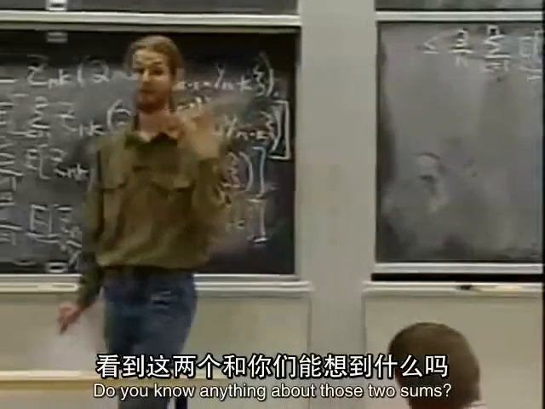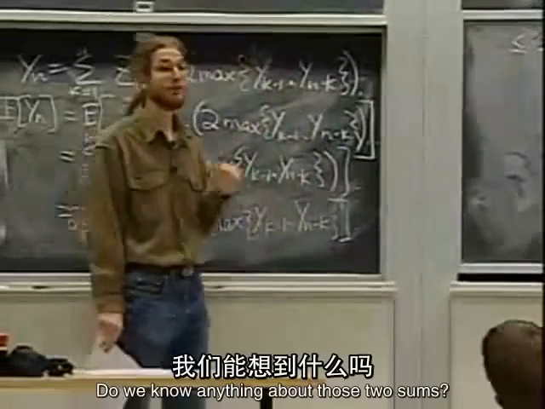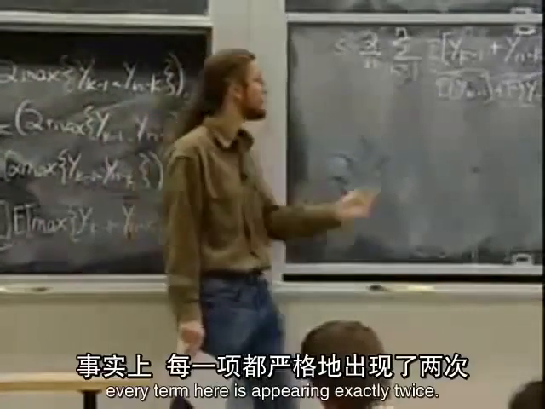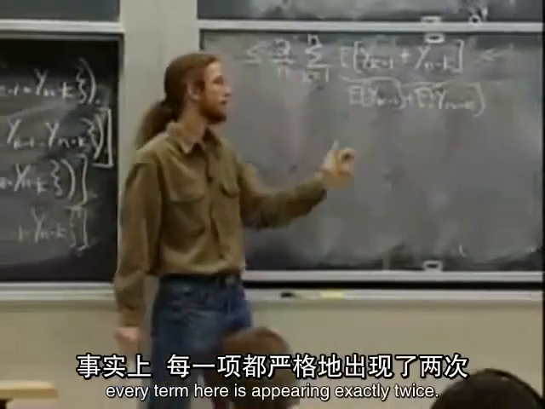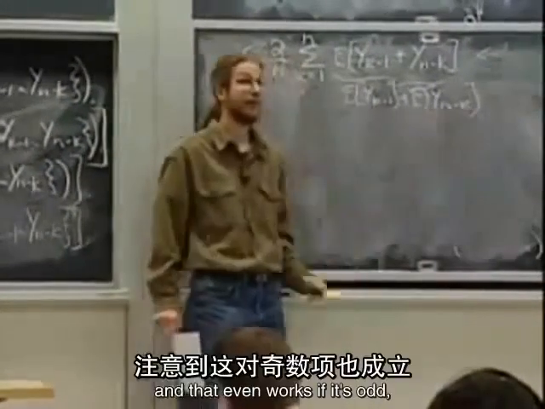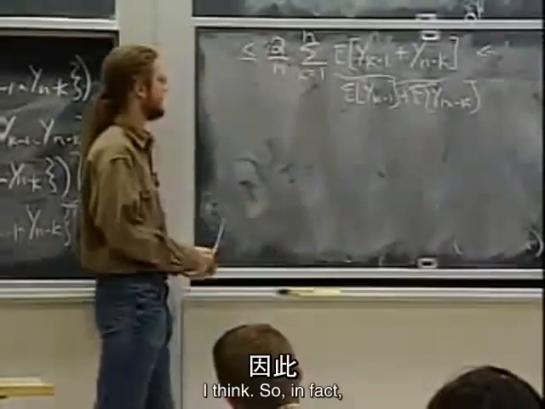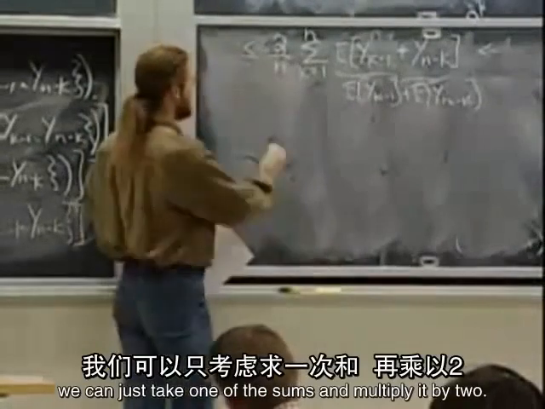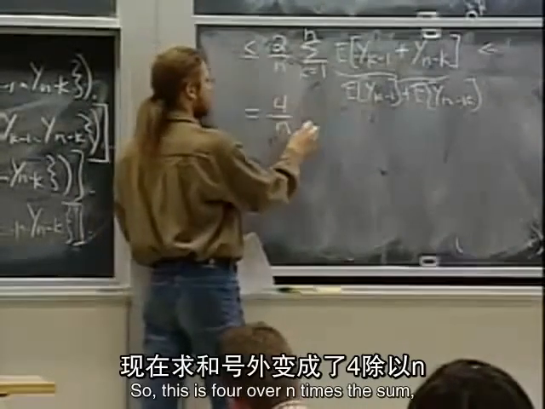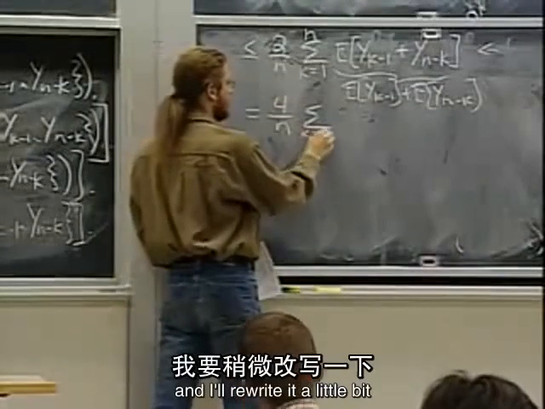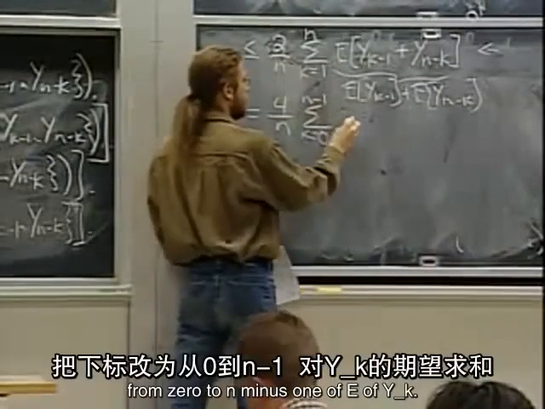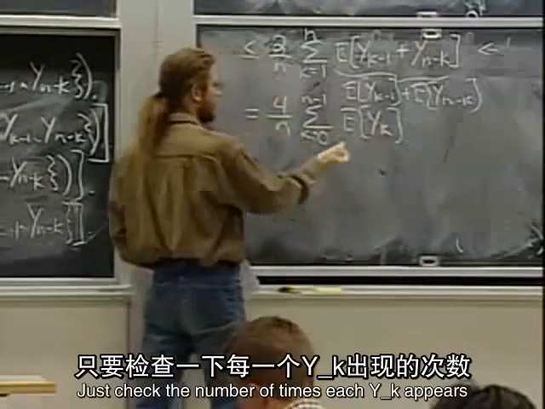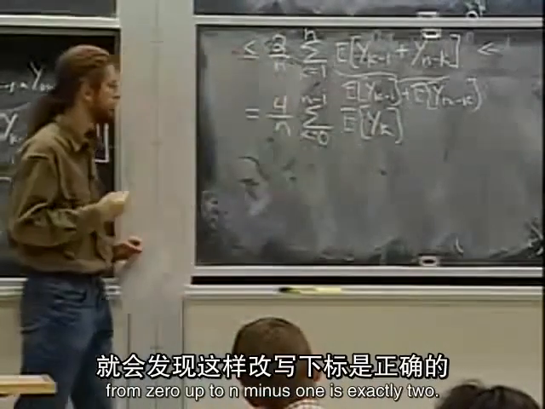Do we know anything about those two sums? They're the same. In fact, every term here is appearing exactly twice. One says a k minus 1, one says an n minus k, and that even works if it's odd, I think. So, in fact, we can just take one of the sums and multiply it by 2. So this is 4 over n times the sum, and I'll rewrite it a little bit, from 0 to n minus 1 of E of Yk. Just check the number of times that each Yk appears from 0 up to n minus 1 is exactly 2.